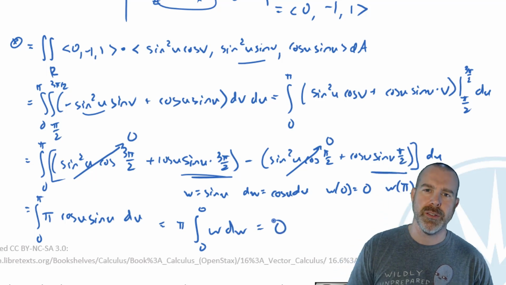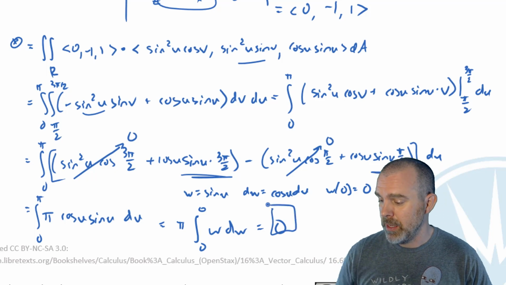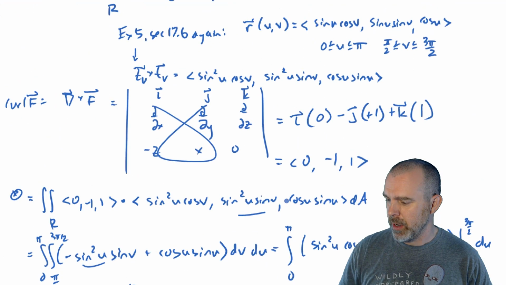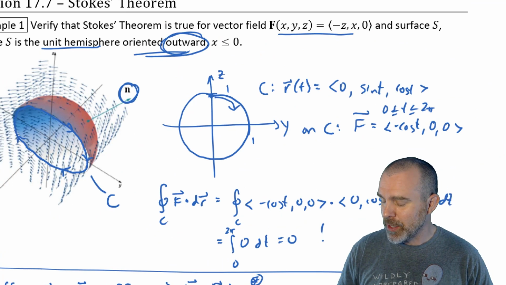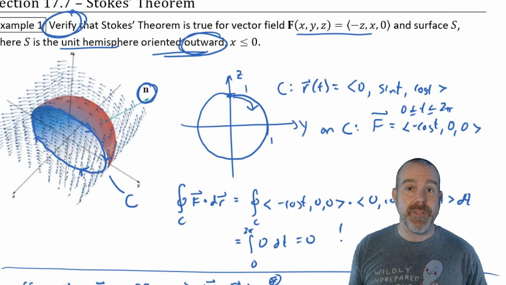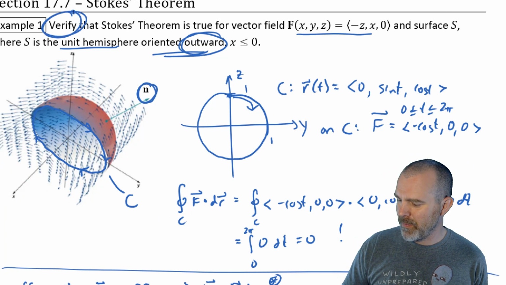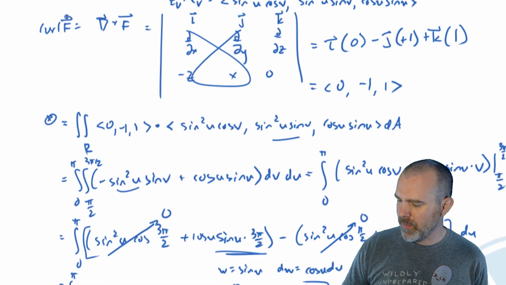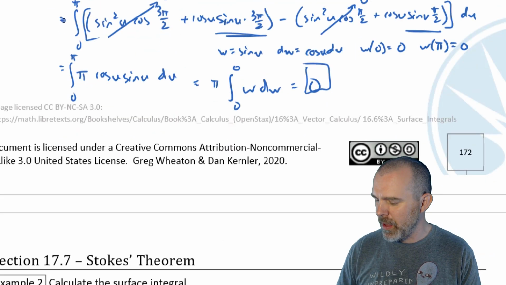So that's just 0. But of course, we already knew it was going to be 0 because we did the much simpler line integral up above. We already knew this was going to be 0. So the point of this problem is we were just going to practice verifying that Stokes' theorem was true. Okay, we've got a couple more here.